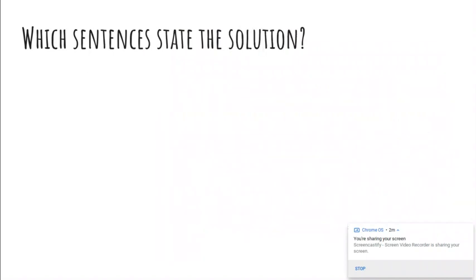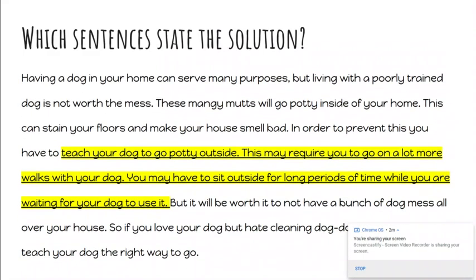Now, which sentences state the solution? Can you make a guess? All right, highlight these sentences. Teach your dog to go potty outside. There's one solution. This may require you to go on a lot more walks with your dog. That's another solution. You may have to sit outside for long periods of time while you are waiting for your dog to use it. That's a third solution. So we have 3 solutions to stop your dogs from going potty inside your house. Please identify these sentences as solutions.